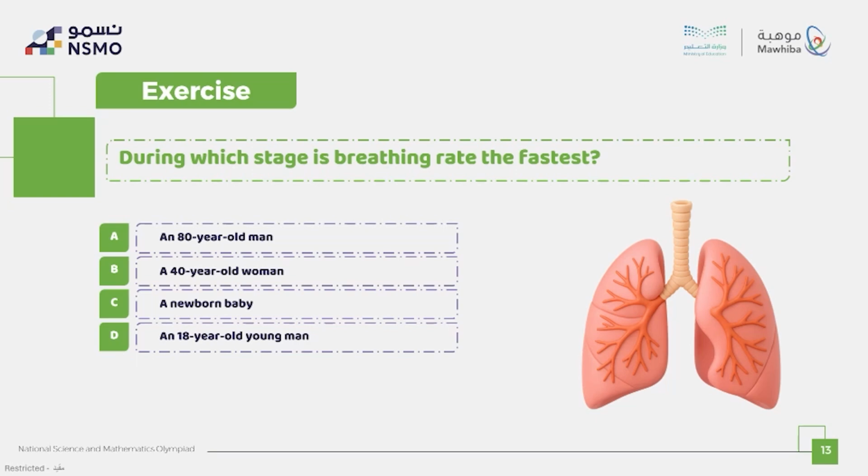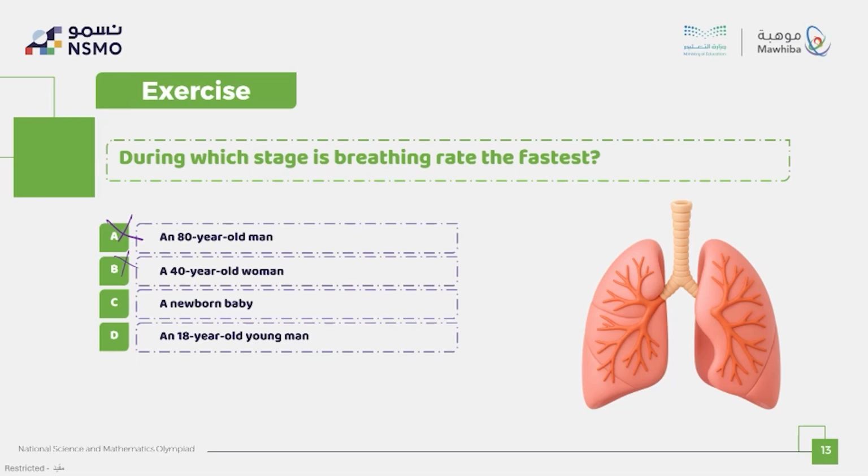A, an 80-year-old, that one. Why is it wrong? Because breathing slows with age as the body's activities decrease, so they don't need to breathe so much. So it's wrong. B is also wrong because breathing is stable and normal, not the fastest.